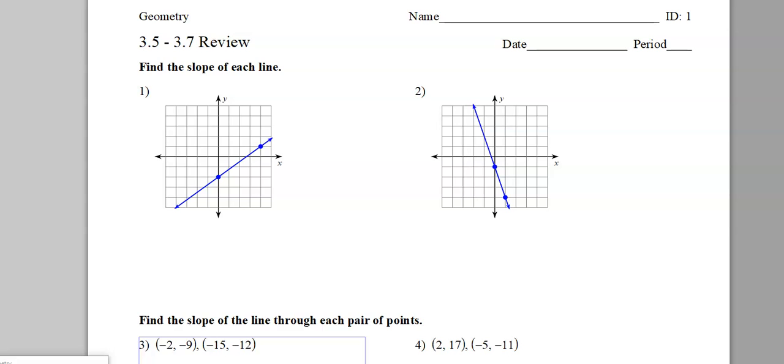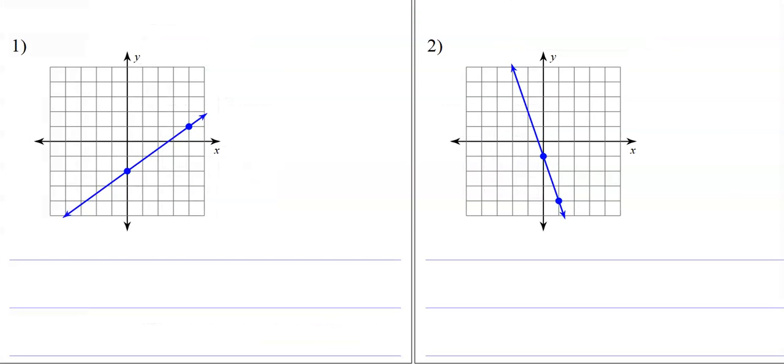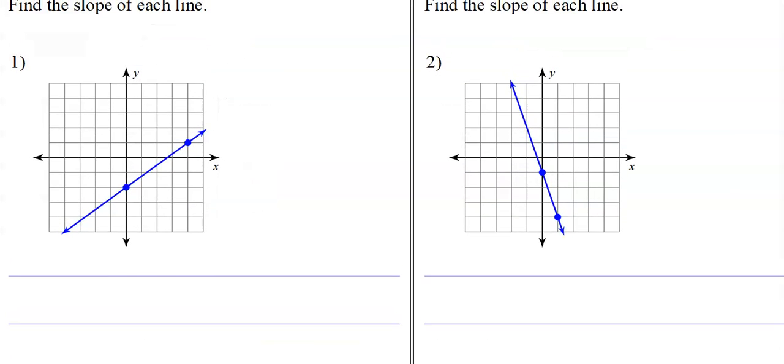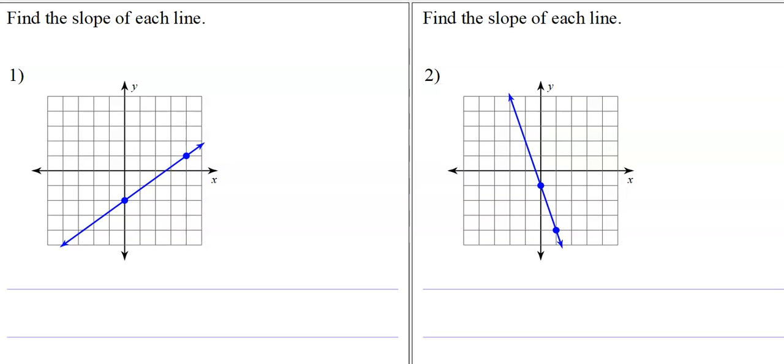Let's do this. All right, so I'm going to go into a little different view. Be a little easier to see here. Let me kind of extend this box up. All right, so working on the very first one, number one, find the slope of each line.